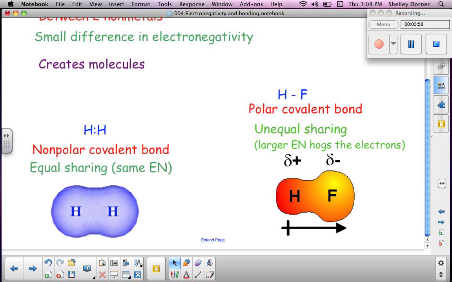This partial charge situation can be represented either with lowercase deltas, as we see here and here, or with an arrow that points toward the more electronegative element, or toward the element with the partial negative charge. The little hash on the end of the arrow here will help you remember which direction the arrow should point.